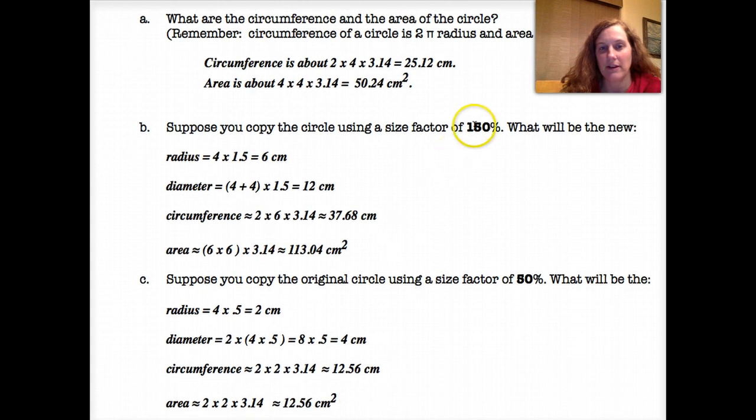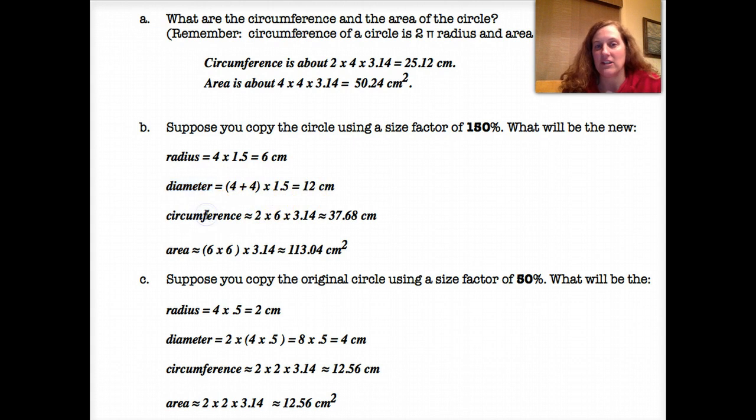Let's change our copy factor to 150%. 150% is 1.5 times bigger. So if my original radius was 4 and I'm making it 1.5 times bigger, my new radius is 6, which now makes my diameter 12 centimeters. It's just double your radius.